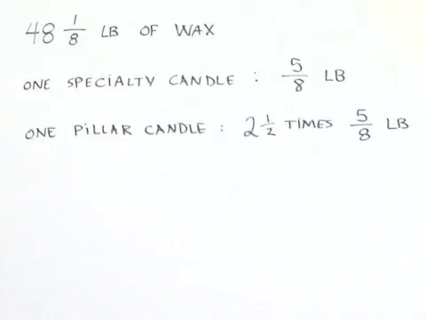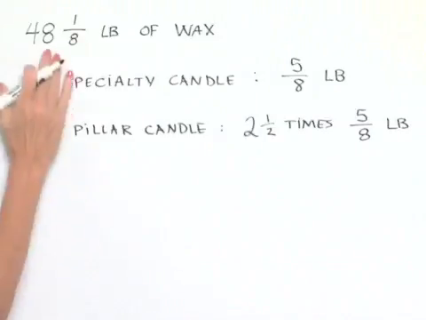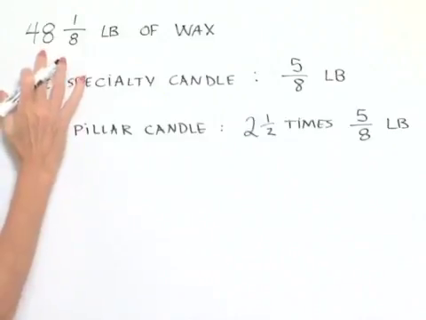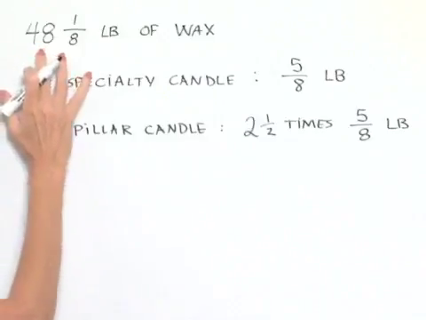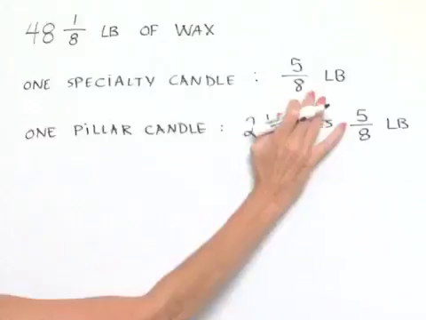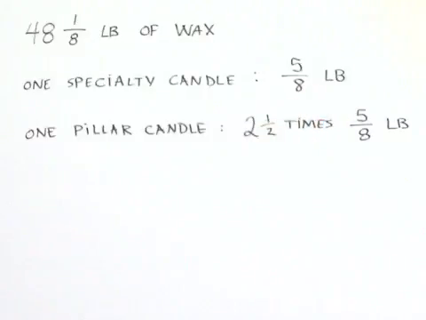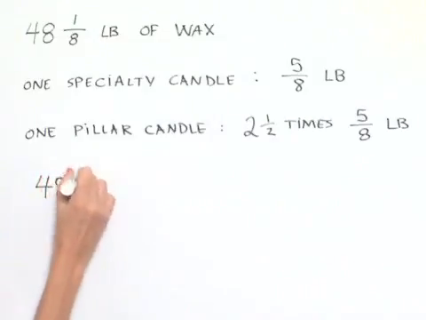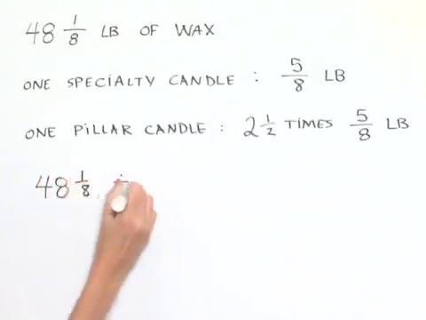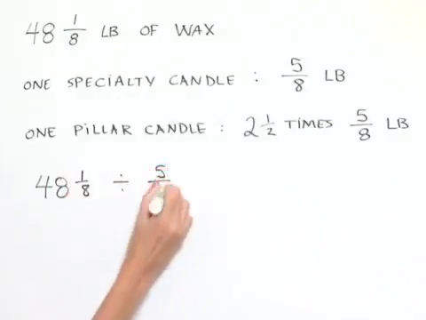So we have the first part of the problem, which asks us how many candles can be made from this amount of wax. If we take the total amount of wax that we have and divide it by how much is required for one specialty candle, we'll end up with the number of candles that can be made. That means we have to take 48 1/8 and divide that by 5/8.